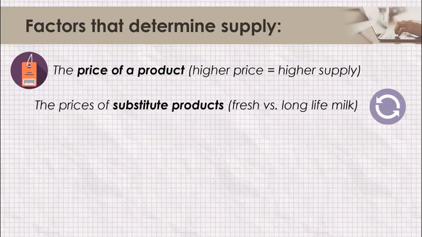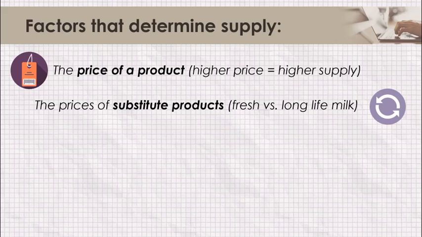The next factor is the prices of substitute products. Now substitute products are products that a consumer can use instead of your product. So for example, if our company produces fresh milk, they have to think, okay, customers will buy fresh milk unless it's cheaper for them or more affordable for them to buy long life milk. Or people will buy our fresh milk as long as the price is not too ridiculous compared to long life milk. Otherwise, they will just say, we give up, we're not buying fresh milk anymore, we are buying long life milk.